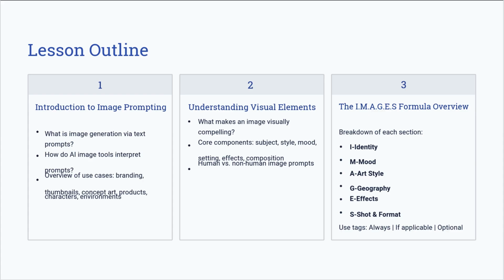Then we'll go over the IMAGES formula. It's our step-by-step method to help you write high-quality prompts, and we'll go through each part of the formula in detail: identity, mood, art style, geography, effects, and shot and format. We'll also talk about which parts are always necessary, and which ones depend on your image type.